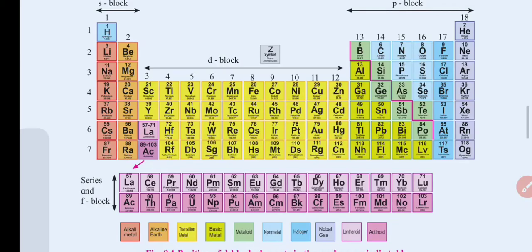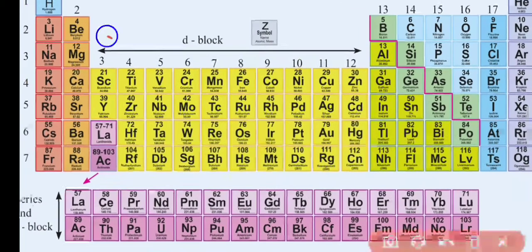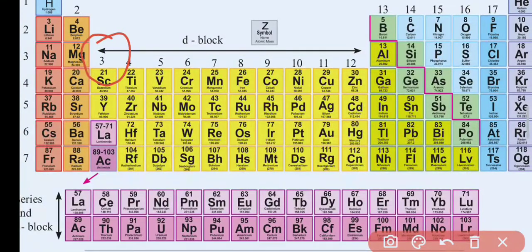We will see the position of lanthanoids in the periodic table. They belong to group 3 and period 6. They interrupt the third transition series of d block elements in the 6th period.